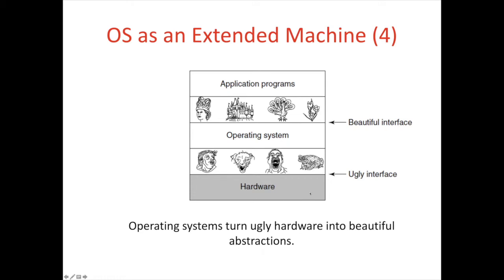We have hardware for which it is hard to write code, and the operating system is written by considering the properties of the hardware, and it provides a beautiful interface for writing application programs. So the programmer who is writing application programs does not need to know the details of the hardware.